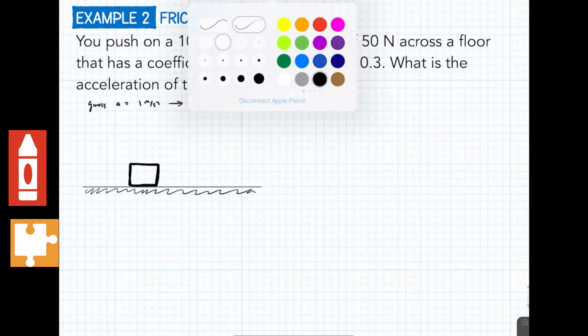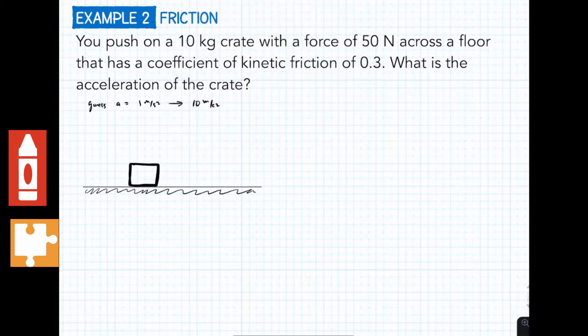What are the forces acting on this crate? Normal force. Pushing force, we'll call this F push. Probably weight, right? Anything else? Friction. Yeah, friction's pretty important. So we'll say friction, and it's kinetic friction, okay? So 10 kilogram crate, perfect.